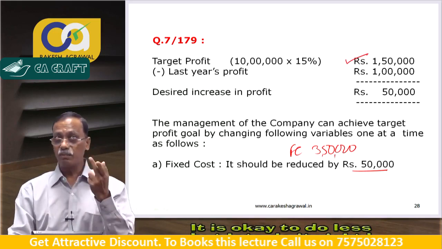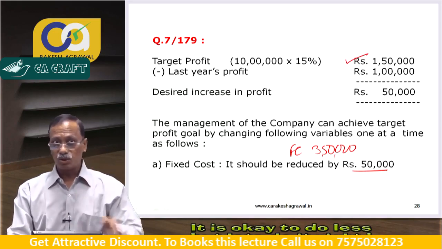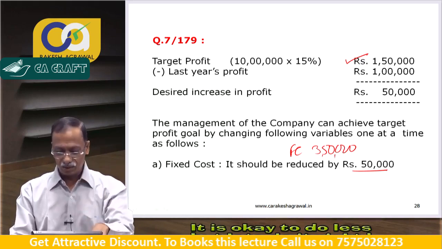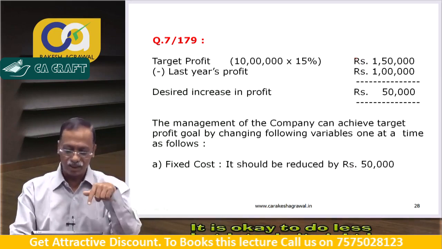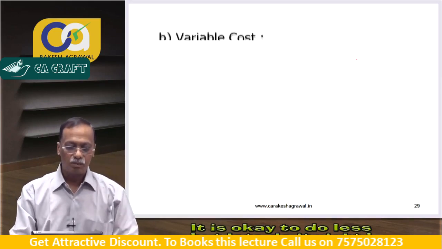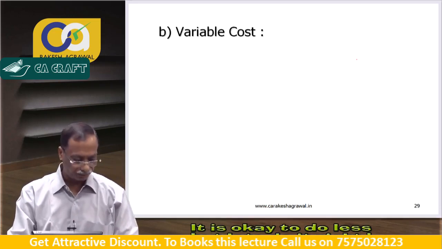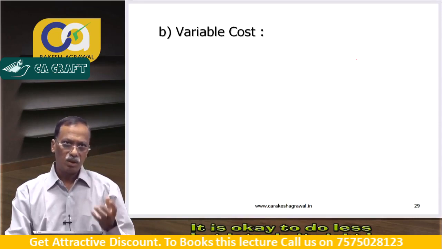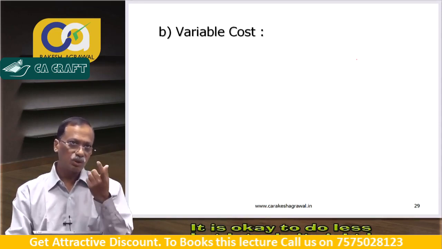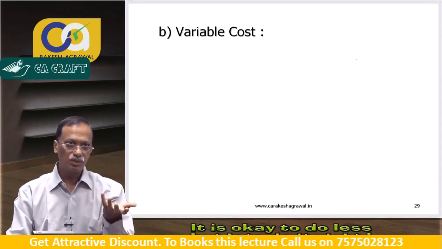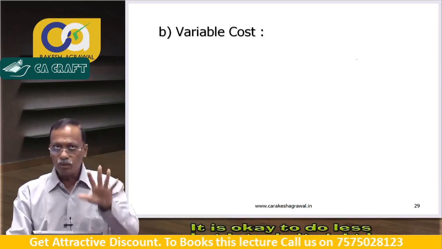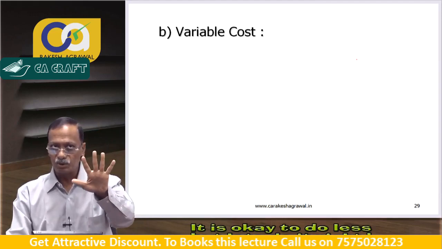Now when I go to the second part of the question, fixed cost will come back to normal. Only one change has to be made in the variable cost. Now you must have started thinking. If not thought earlier, then you will start thinking now. Point number B, write down variable cost. Now my dear friends, our total variable cost should decrease by how much? 50,000 only, no? If cost reduces, profit increases. Total variable cost should decrease by 50,000 rupees.